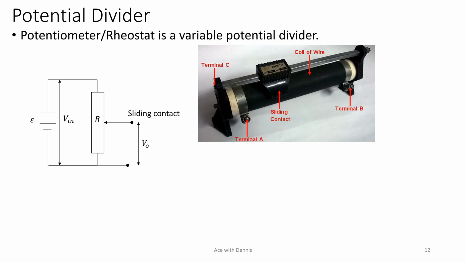So this is the sliding contact. Terminal A is connected at this point. Terminal B is at this point. Terminal C is at this point. So the sliding contact can be slid from A to C. When it slides, the resistance between A and B and C will change. Therefore, we'll get the output voltage equals length of BC over length of AC times V in.